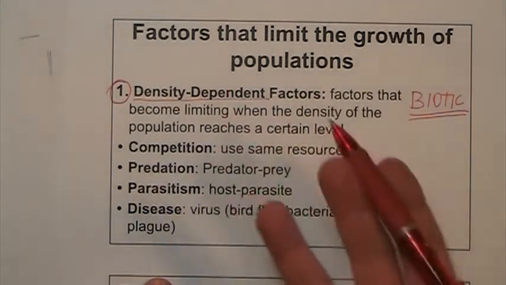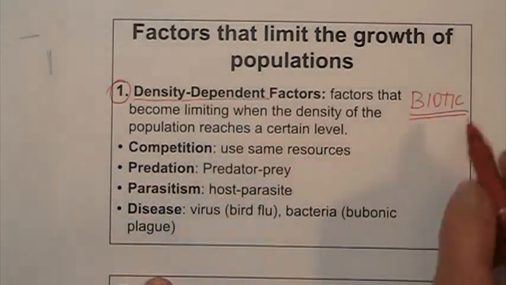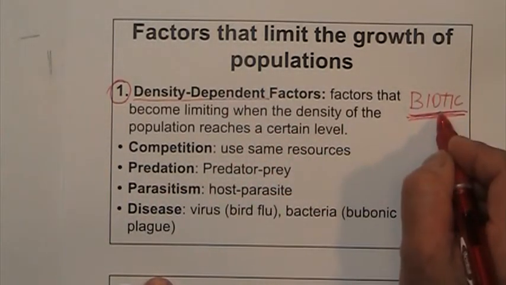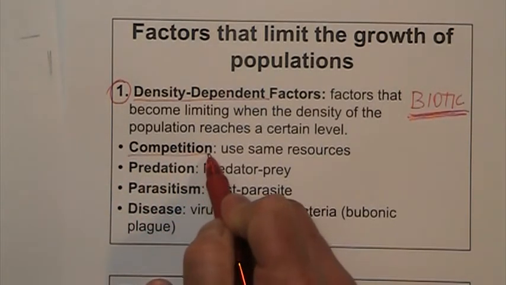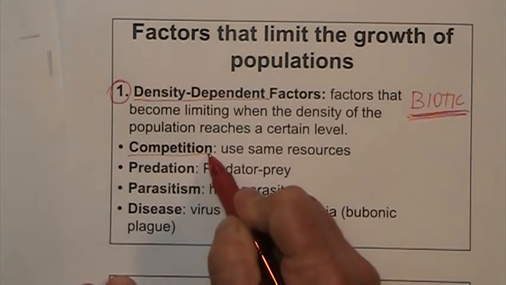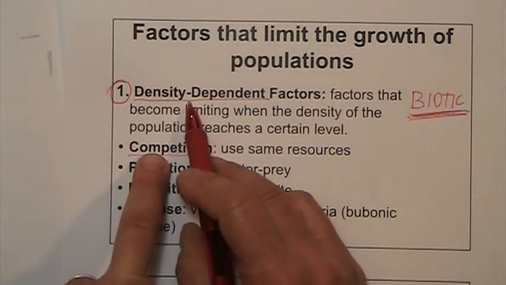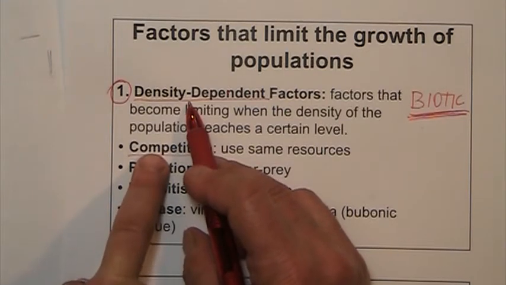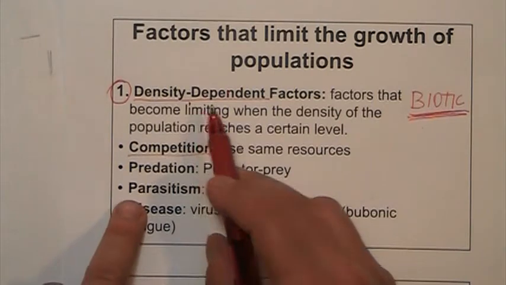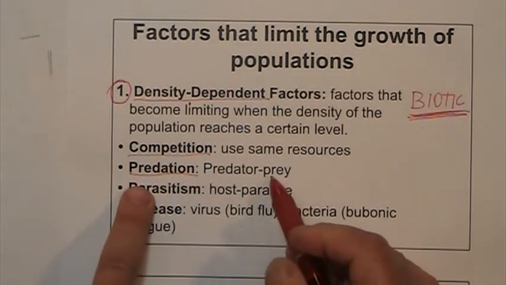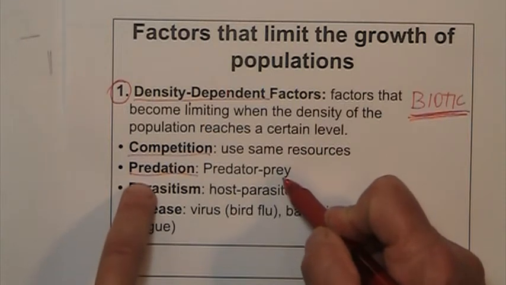And examples of things that are gonna affect the numbers that are density dependent. Remember, I told you the clue here, biotic. Competition. The more organisms you have, the more competition. That's why it's density dependent. If you have fewer organisms, you're gonna have less competition. That's why it's density dependent. Predation, predator-prey interactions. The more predators, the poor prey are gonna suffer more.